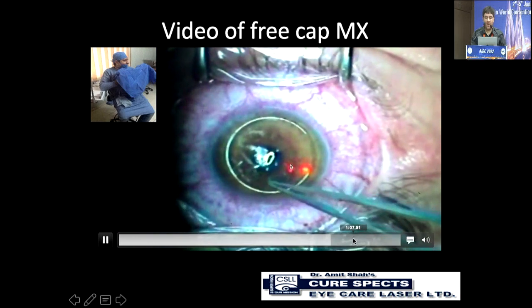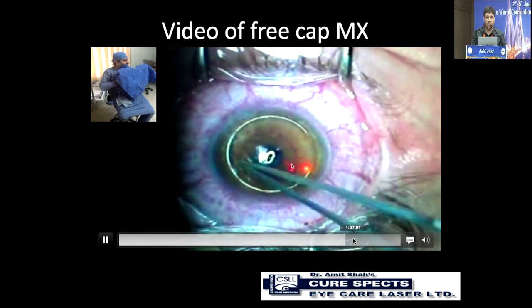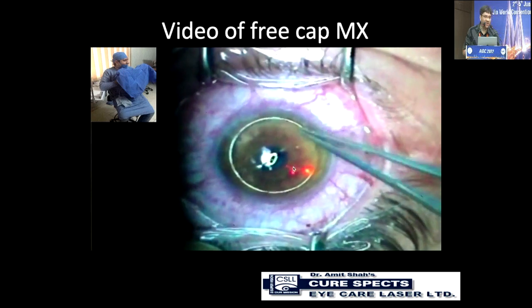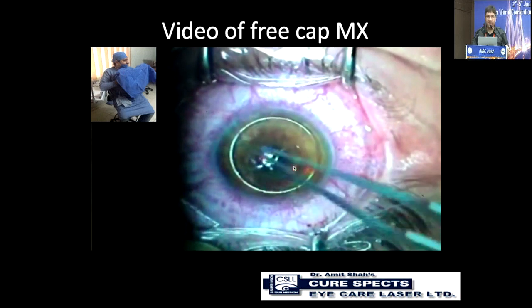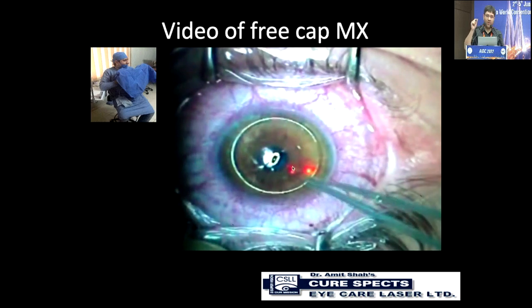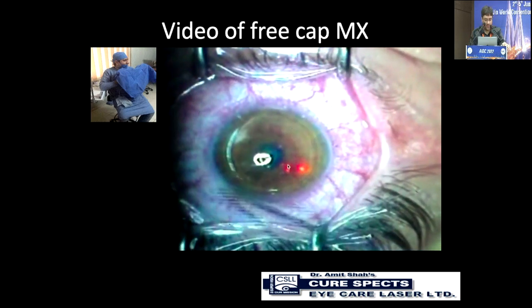Suppose even if you don't mark the cornea, you will have a few notches where you will be able to tell whether this is the correct size or not. And suppose you don't know which side is the epithelium side or which side is the stromal side, then I advise you to slightly scratch on the particular side. Suppose it's an epithelium side, you'll be able to scratch it easily. That is how you can identify whether it's the epithelial side or the stromal side.